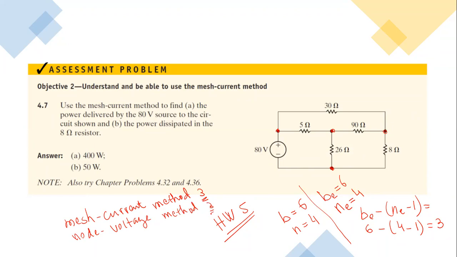Okay, by experience so far, what do you prefer? Do you prefer the node voltage method for this circuit or the mesh current method?